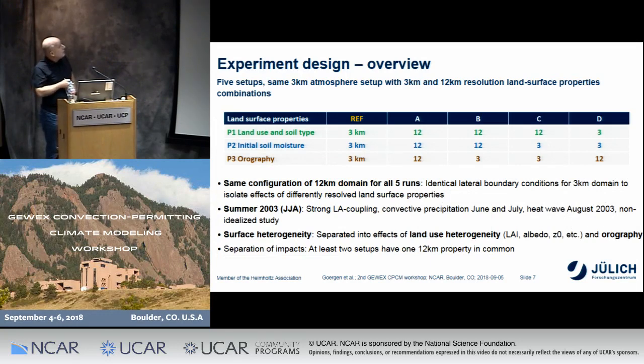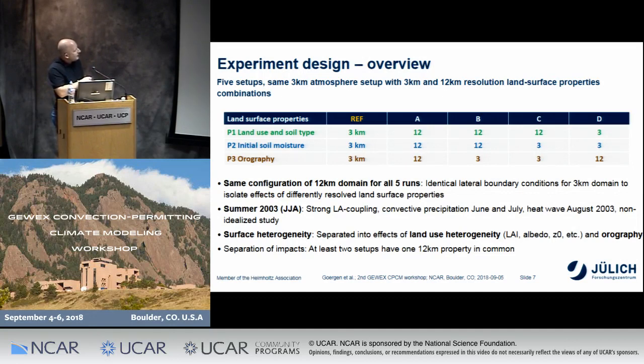Now, a little overview again on our final setup. So we have 5 different setups, same 3-kilometer atmosphere all the time, and we vary 3 and 12-kilometer resolution land surface properties. So we have different combinations, always color-coded like this: land use, soil type, initial soil moisture, orography. I didn't mention soil type. We vary soil type also with the orography because soil type with FAO is so coarse resolution, it wouldn't make sense to have that at 3 or 12 kilometers.